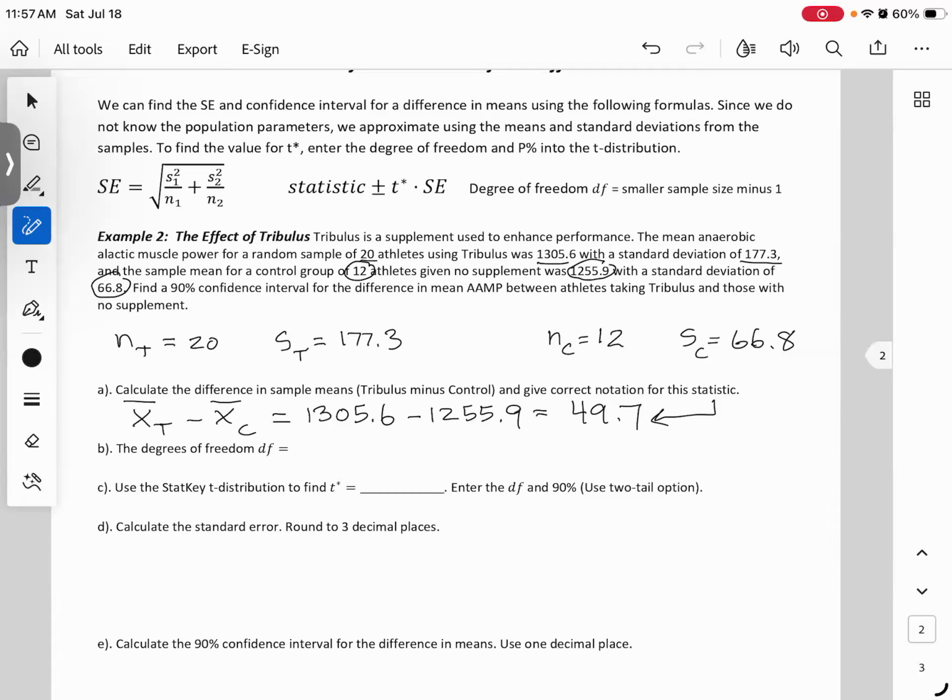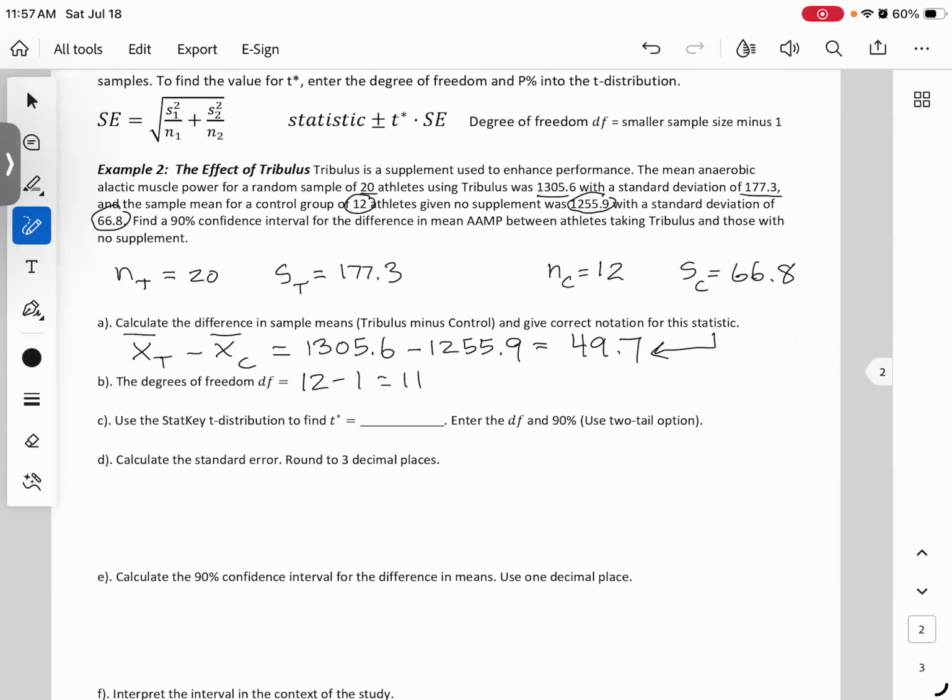And so moving on with part B, it says the degrees of freedom. Now, again, because you have two different groups, you've got size 20 and size 12, the guidance for the t-distribution is to use the smaller one. So the sample of 12 is smaller than 20, so our degrees of freedom will be 11.